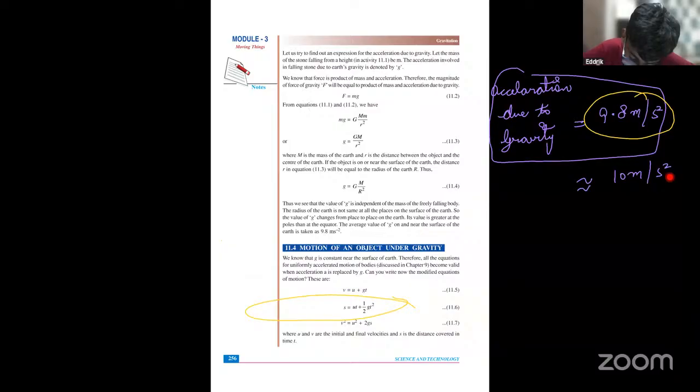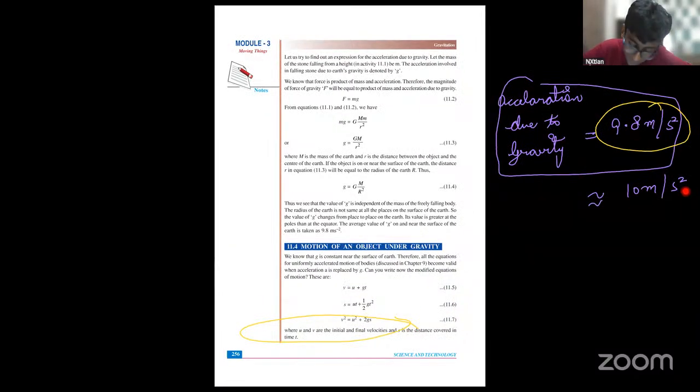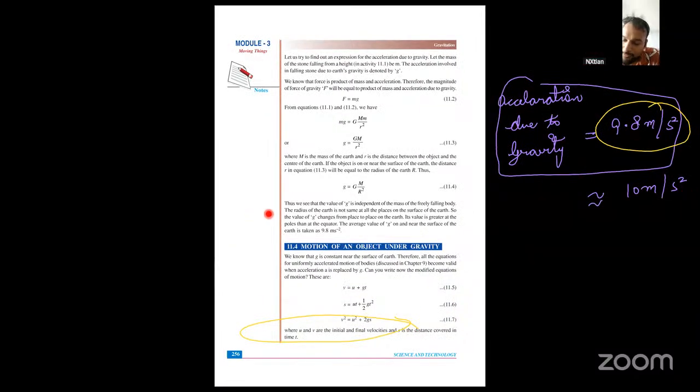Yes, sir. Okay, so they won't ask this thing, but only from this paragraph we got it that the acceleration is 9.8 meter per second square, which is approximately equal to 10 meter per second square.